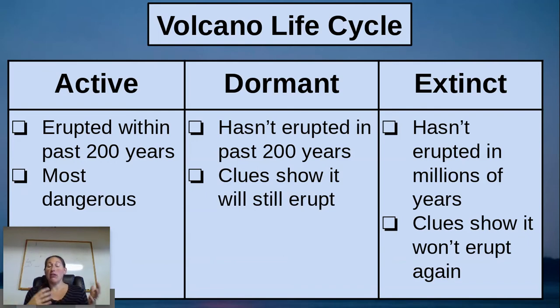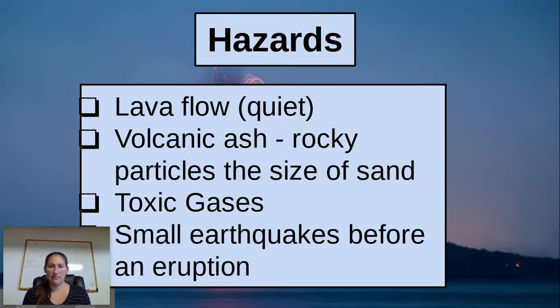So active are, it's erupted in the last 200 years, they're dangerous, it's most likely going to erupt again. Dormant, even though it hasn't erupted in the past 200 years, using the temperature and pressure clues, scientists are pretty sure that one's going to erupt again. Extinct, millions of years have gone by without an eruption, and scientists don't think it's going to erupt again.